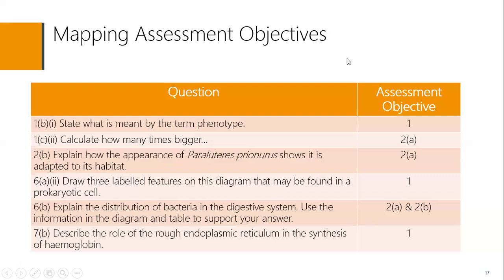I think you were all in agreement that state what is meant by the term phenotype is assessment objective 1. It's a specification term, and candidates should be able to recall the meaning of the term. State is almost always used for AO1, and terms that are stated on the specification, students are expected to be able to recall the meaning.